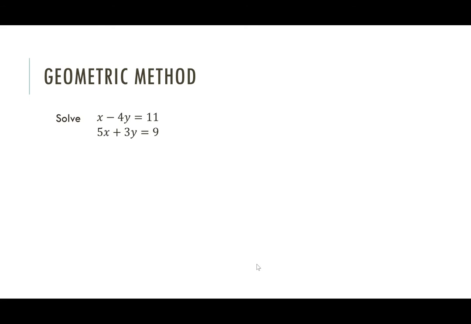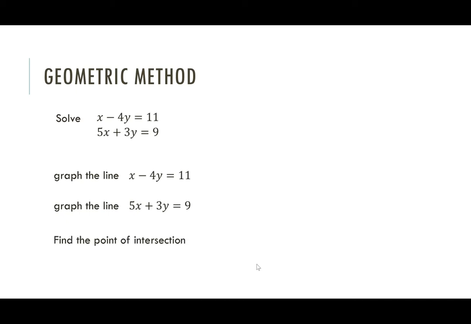Well, in the geometric way of thinking about things, we could say, all right, well, that first equation is the equation for a line, so let's graph it. Just graph the line x minus 4y equals 11, and then graph the line that is the second equation, 5x plus 3y equals 9, and then the value of x and y that satisfies both equations is the value where those lines intersect. So find the point of intersection.